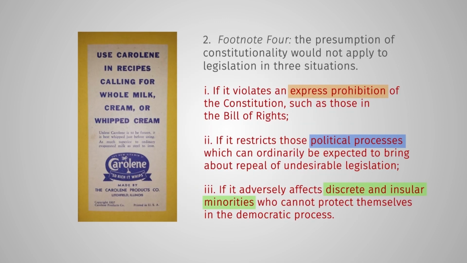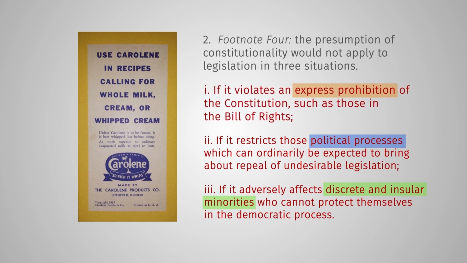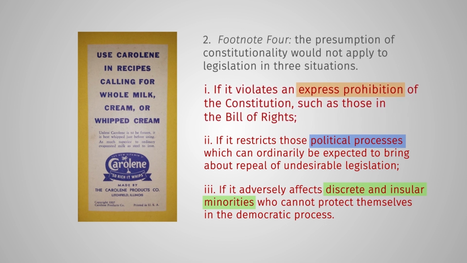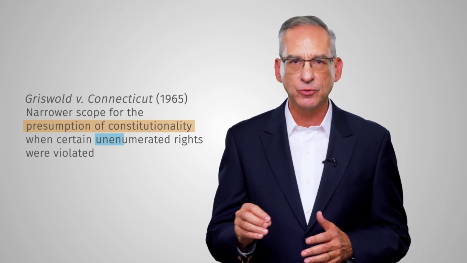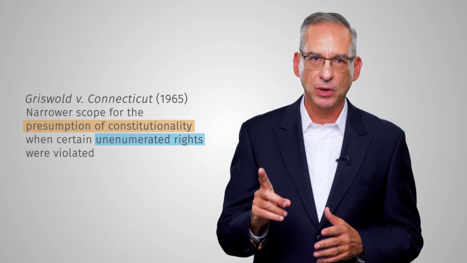Following Lee Optical, litigants could only avoid the presumption of constitutionality by invoking doctrines based on one of footnote 4's three categories of exceptions. Then, 10 years later, the Warren Court started to expand the first exception. Starting with Griswold versus Connecticut in 1965, the Supreme Court held that in addition to the express prohibitions in the Bill of Rights, there might also be a narrower scope for operation of the presumption of constitutionality when certain unenumerated rights were violated. One such right was what the court called the right to privacy.